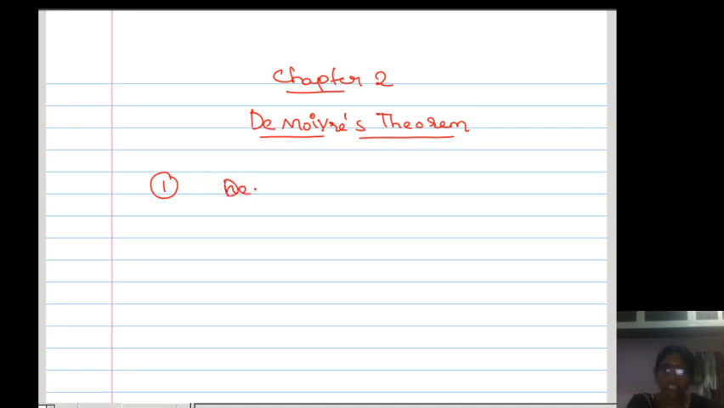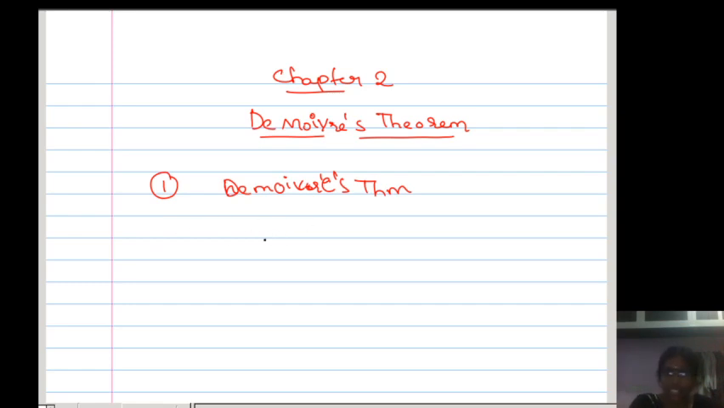First I want to discuss De Moivre's theorem. What is De Moivre's theorem? In previous classes you studied in complex numbers that every complex number can be written in polar form. What is the polar form? z is equal to r into cos theta plus i sin theta, where r is the modulus of that complex number, and theta is the principal amplitude, the angle made with the x-axis.